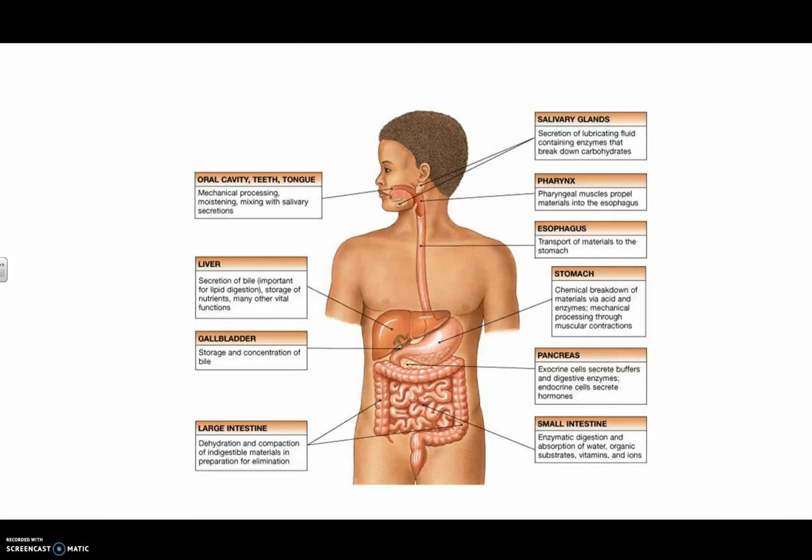And then finally there is what our system looks like, and we've got a tract. There are two openings, and food goes in one direction. We have specialized organs, all with their own little jobs to do, like the stomach breaks food down, digests, and so does the small intestine, and then our large intestine's job is to take back water.